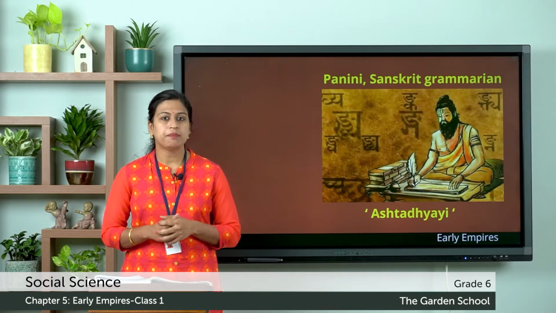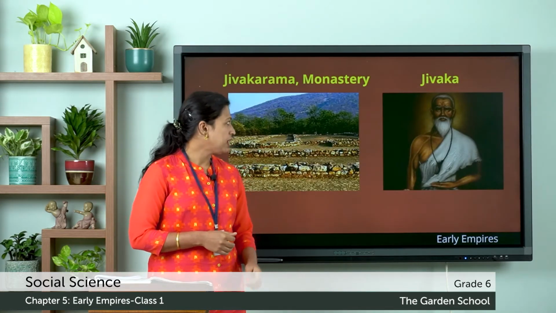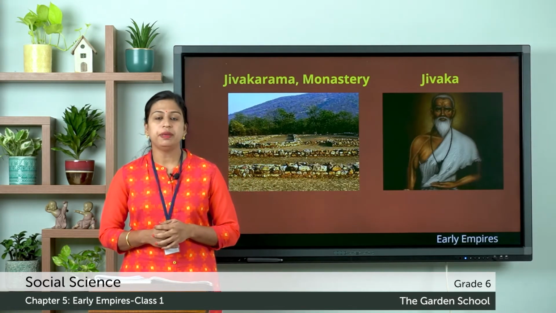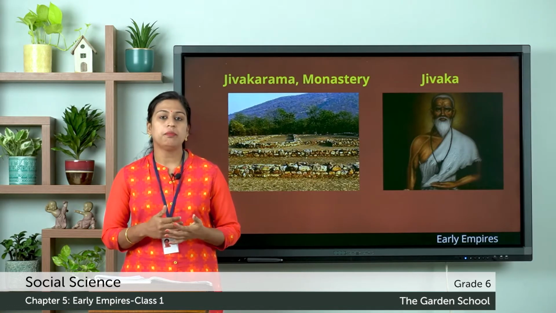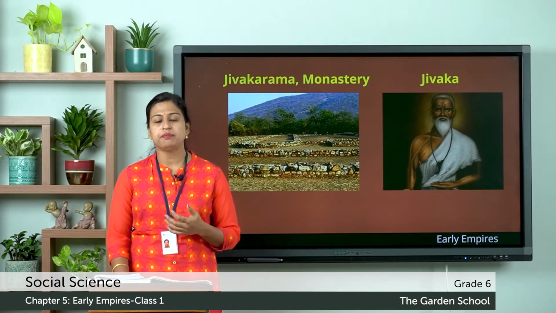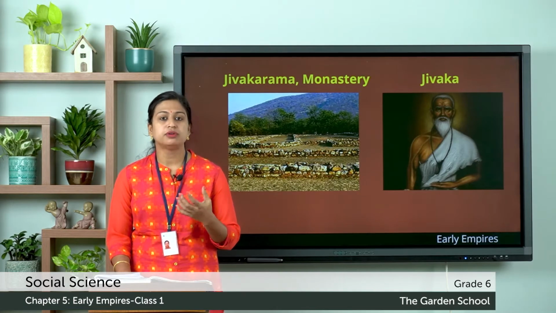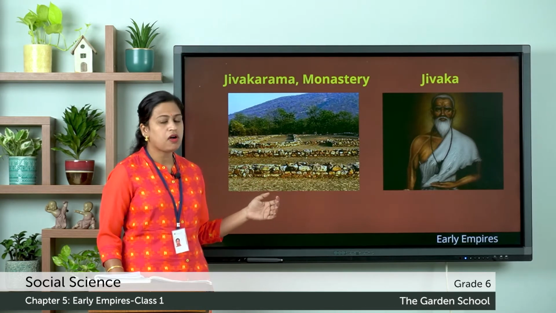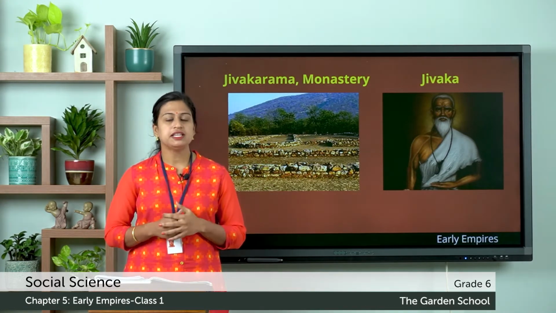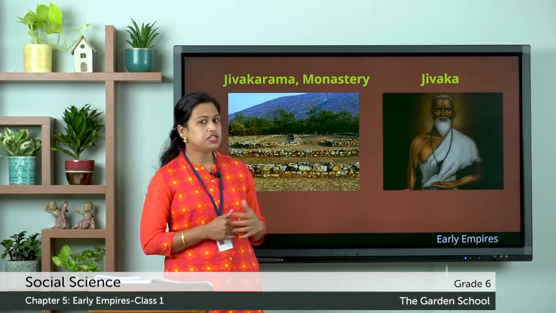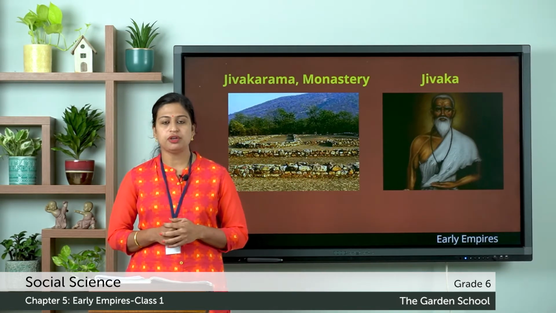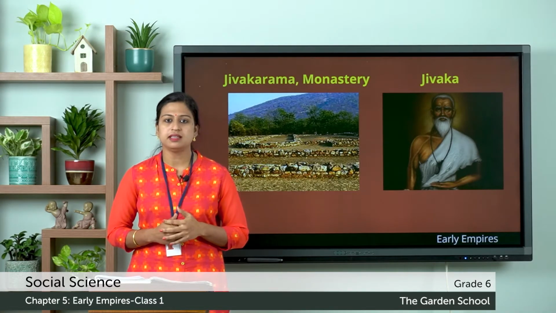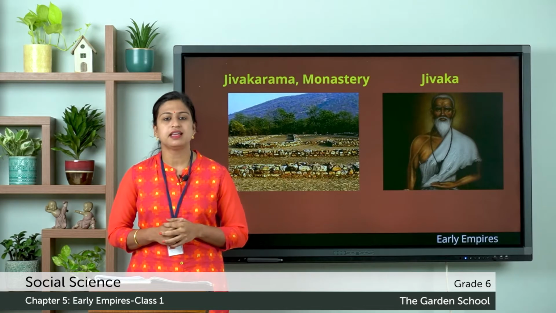This was about Panini. Now here you can see the Jivaka Monastery in Rajgir in Bihar. Here, monastery means a building or buildings occupied by a community of monks who dedicated their life to religion. So you can see the remains of the Jivaka Monastery, and here you can see the picture of Jivaka. He was a physician during the rule of the Magadhan king Bimbisara, and we will be discussing the kingdom of Magadha in this chapter.